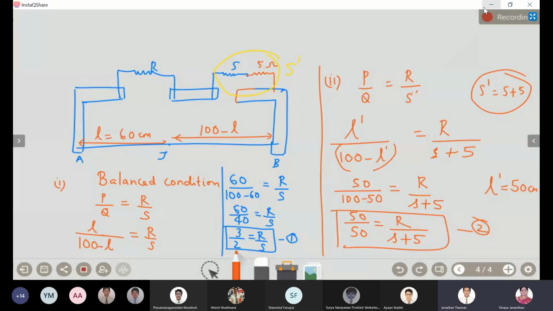Ma'am, is the diagram given in the question, or do we have to draw it? No, boys, the diagram will be given in the question. I'll post this worksheet in your file section. The diagram will be given. You need not worry about it.